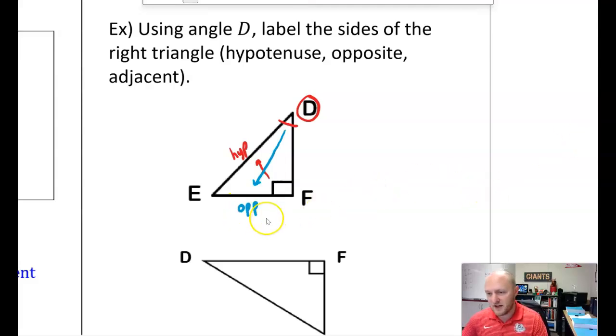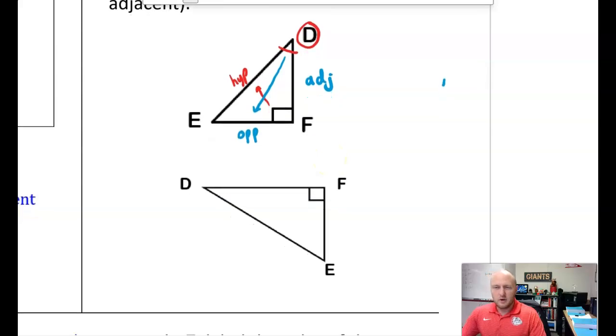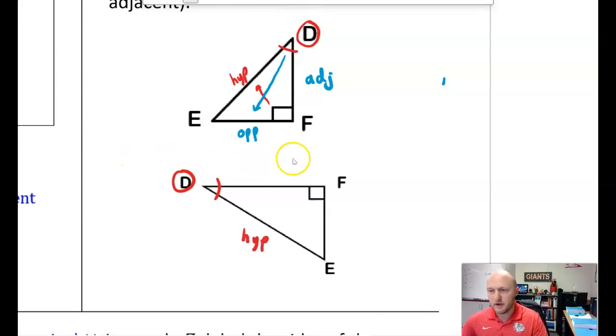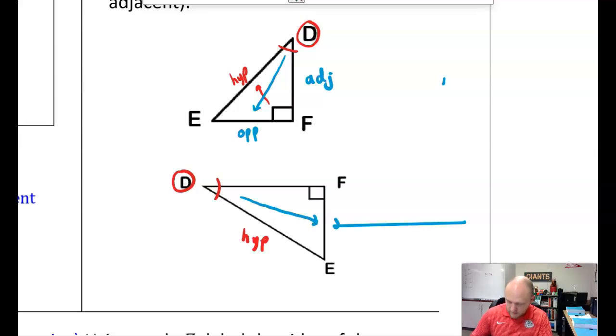OPP is how I label that. And then the side right next to it is adjacent. And so I label that ADJ for adjacent. Okay, so hypotenuse, side across from D is the opposite, and the side next to it is adjacent. Okay, what if our triangle's oriented this direction? So now here's my angle, angle D, and the side that's hypotenuse is the longest side across from our right angle. So there's hypotenuse. And then again, I'm going to label. So directly across from D is this side. This is opposite.